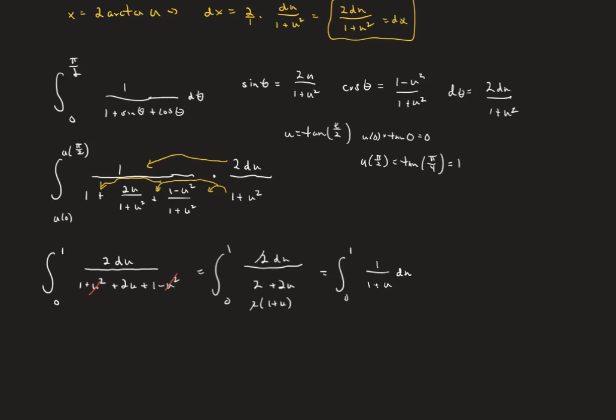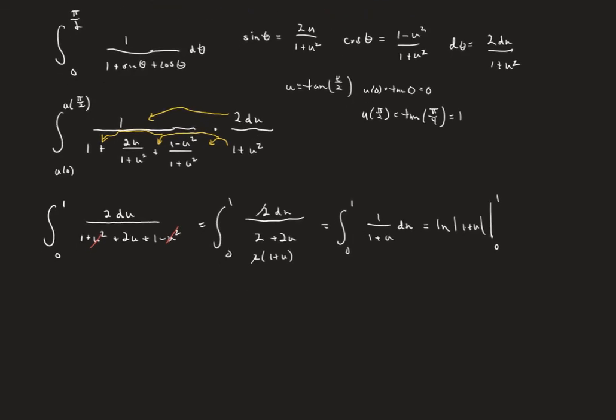And I guess we can just integrate that. We do okay with that and just say that's going to be the natural log of the absolute value of 1 plus u that we're going to evaluate from 0 to 1. And so that's going to be the natural log of 2 minus the natural log of 1. And we know the natural log of 1 is 0. So after all that, we get that. Kind of cool.